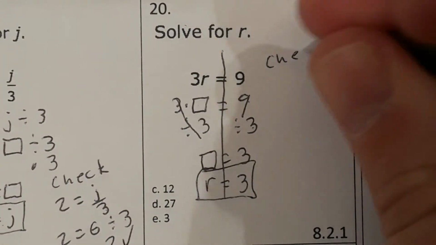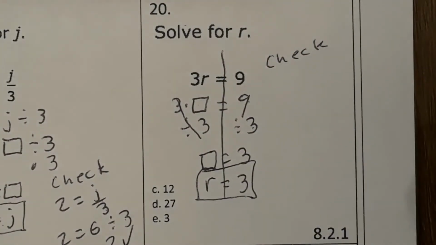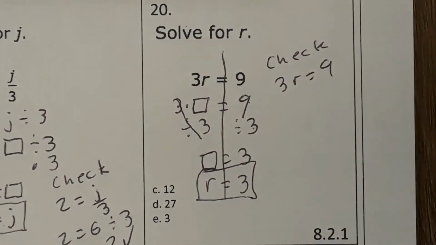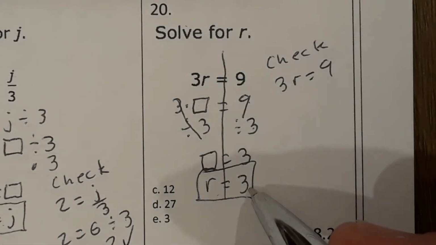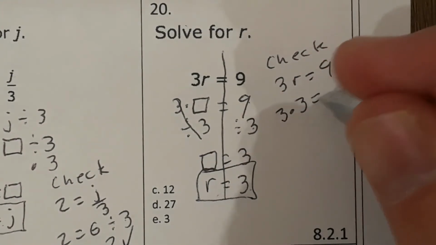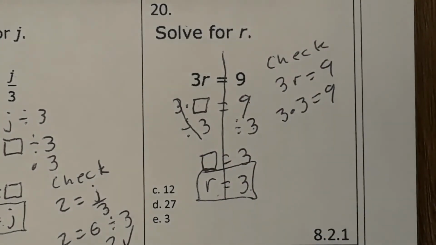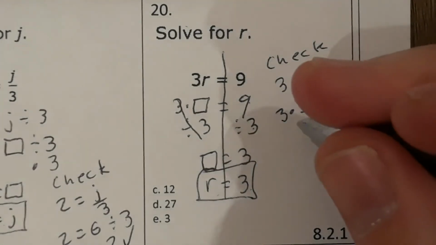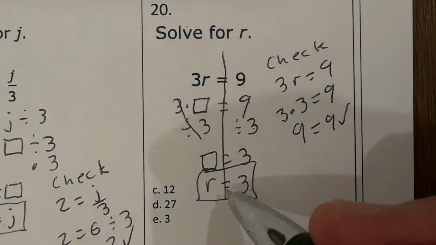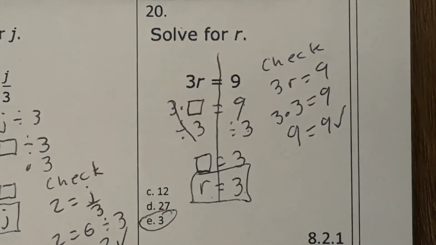Check. So our check says 3R equals 9. But R is 3. So now we got 3 times 3 equals 9. And 3 times 3 is 9 equals 9. So check. R equaling 3 is the correct answer.